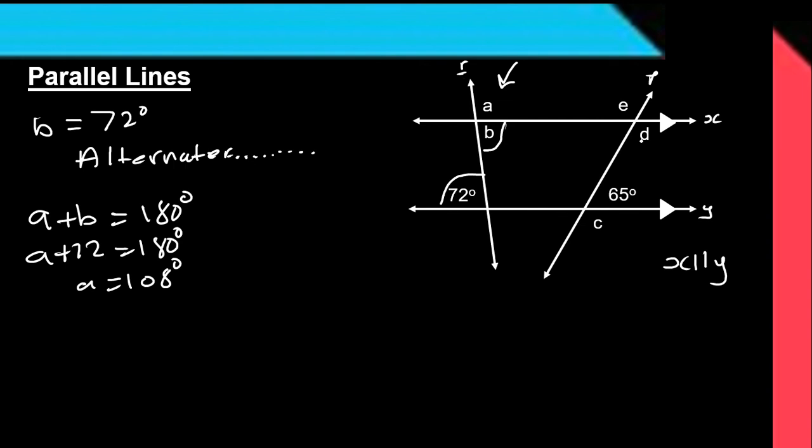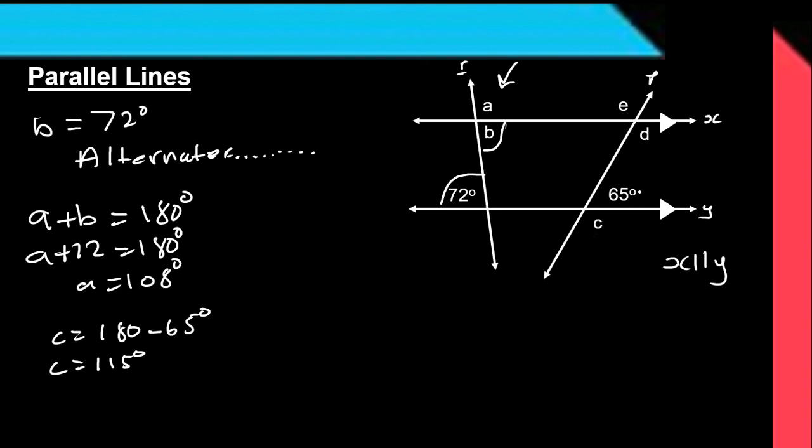Now I'm going to move on to the last three letters. Again, I'm not going to use anything from the R because they are not parallel. So the first I'm going to work out then is C. C forms a straight line with 65. So I know it's going to equal 180, subtract 65, because them two angles form a straight line. So that is going to give me 115 degrees.